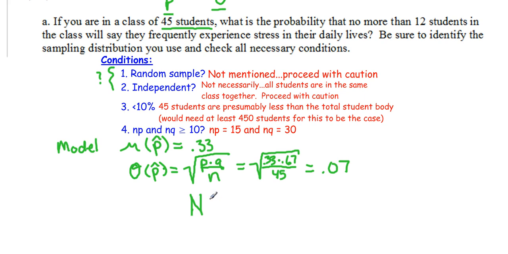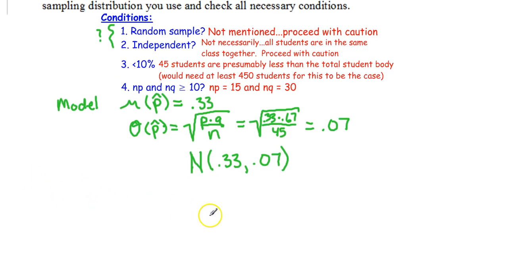So the model that we're going to do this calculation under is going to be the normal model. We've checked the conditions. They don't necessarily all check out. We're going to proceed with caution, but it's going to be the normal model centered at the population proportion with a standard deviation of 0.07, which again is based on how big our sample is. Quick sketch of what our model might look like. We're approximating this binomial distribution with the normal model. So at the center of that is going to be 0.33, and it's going to have a standard deviation of about 0.07.